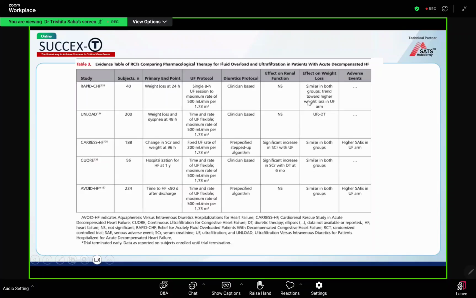First, you always have to try diuretics for the treatment of CRS. You have to always use diuretics. If it is unresponsive, then you have to go for RRT initiation.